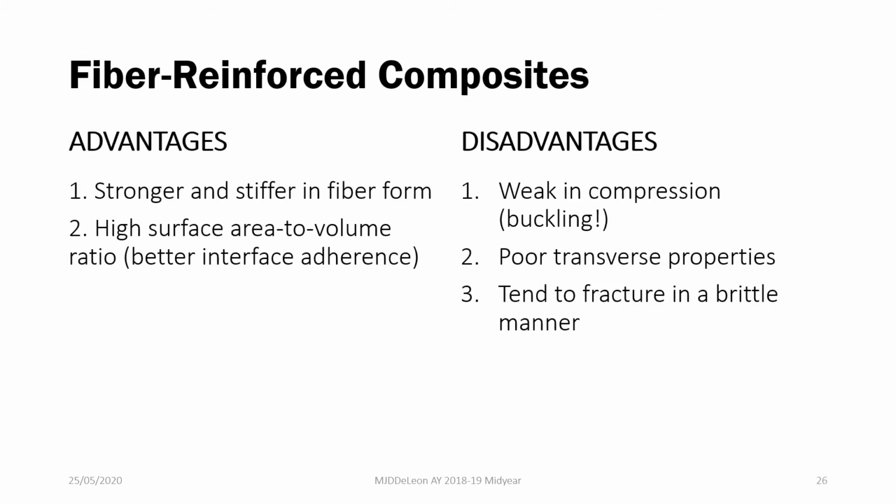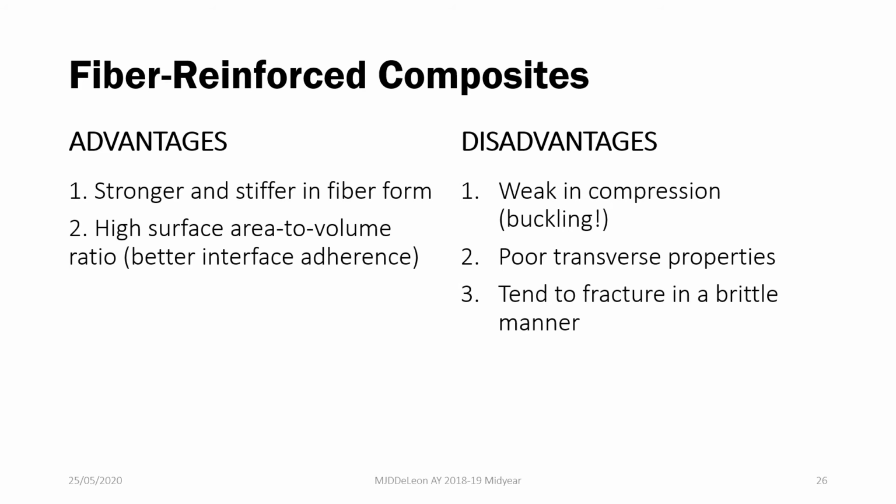The advantage of fiber-reinforced composites is that fibers are usually stronger and stiffer in their long aspect ratio form, and there is a high surface area to volume ratio between their fibers, meaning mas marami tayong interfacial bonding na pwede mangyari, mas maging stronger yung connection between your reinforcement and your matrix.